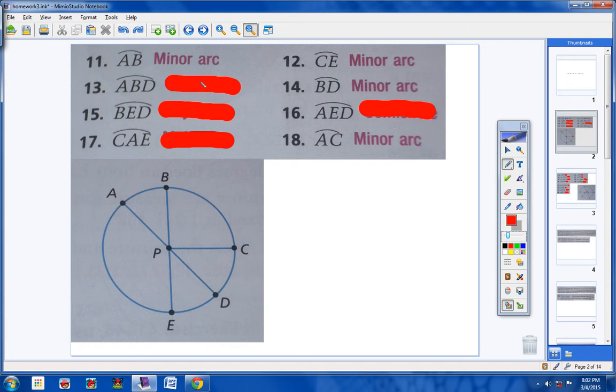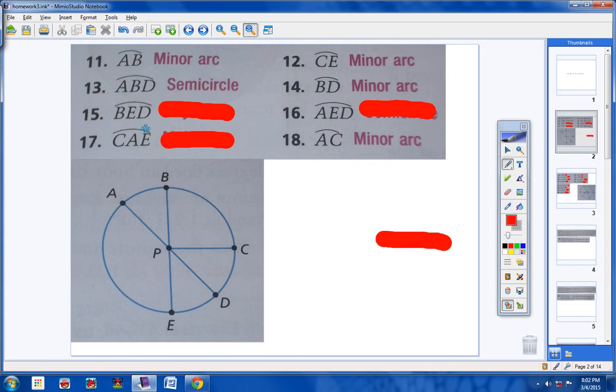Now these further left, 1, 2, 3, 4, those are either going to be major arcs or semicircles. So let's look at ABD. A, B, D. Well, that's a diameter. So arc ABD is a semicircle. Alright? So this would be a semicircle.